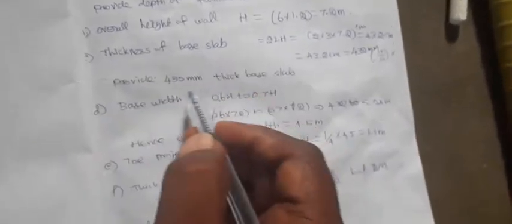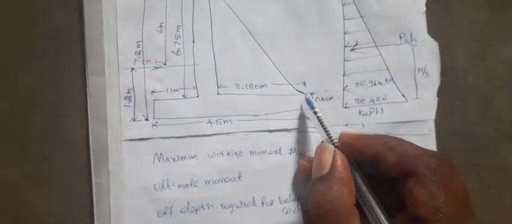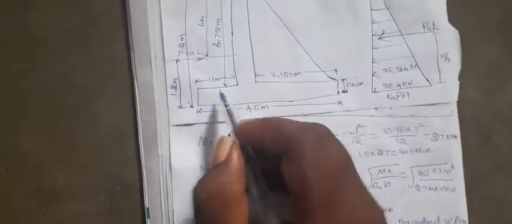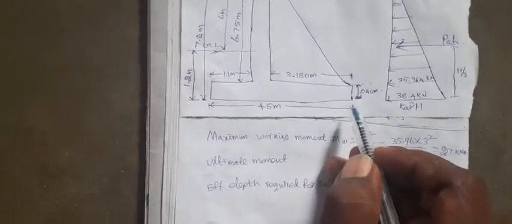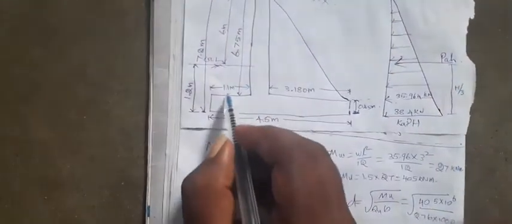Here the depth thickness of the base slab is 450 mm, the base width is 4.5 meter and the toe projection is 1.1 meter. So the thickness of the base slab is 0.45 meter, the base width of the base slab is 4.5 meter and the toe projection is 1.1 meter.